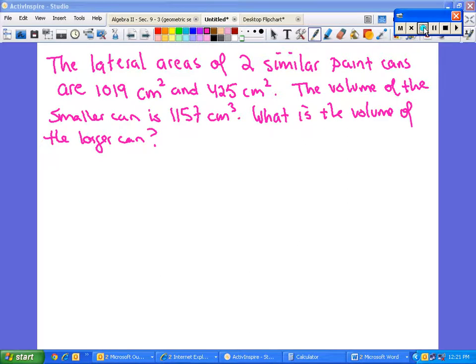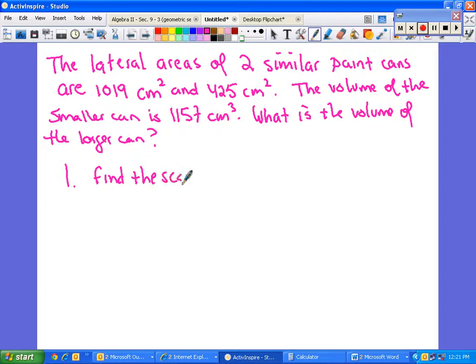are 1,019 and 425 square centimeters respectively. We're told that the volume of the smaller can is 1157. We want to know the volume of the larger can. So this is a multi-step problem, because first we have to find one thing, then we have to find something else. So the first thing that we have to find, step number 1, is to find the scale factor. Okay?